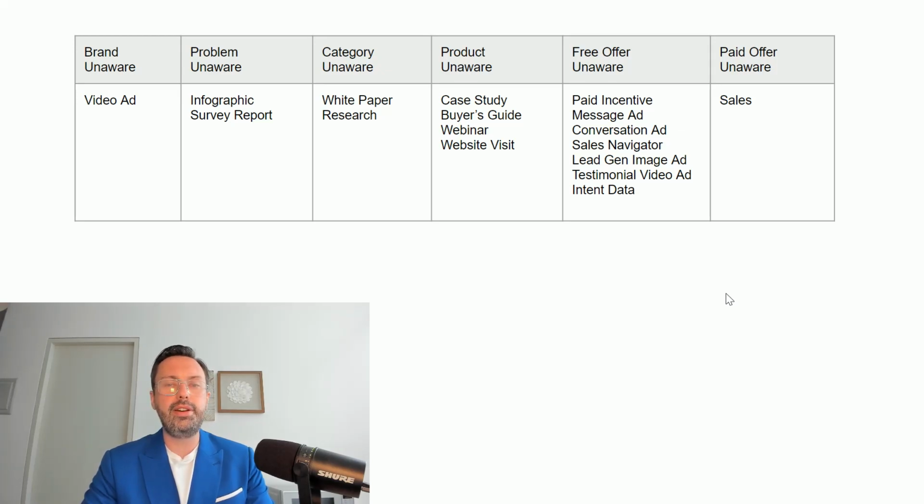Another key thing here is to use intent data. So you can import the intent data into your advertising as a custom audience and promote your free offer that way, your demo, your trial, etc. So this is where you would start because you need to get the sales pipeline going.